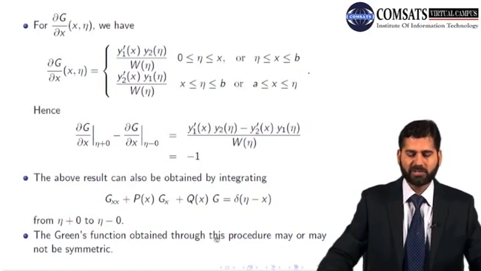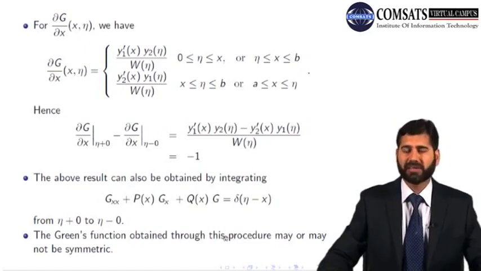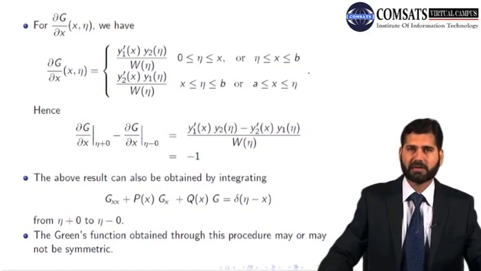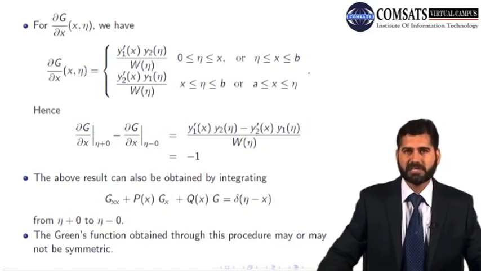The Green's function obtained through this procedure may or may not be symmetric. I think we made this remark last time as well. In our examples, it was a symmetric Green's function, but it's not necessary all the time. There are physical problems where the Green's function comes out to be non-symmetric. So this is not a property that holds all the time. Usually it comes out to be a symmetric function.